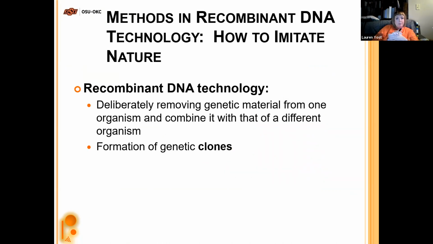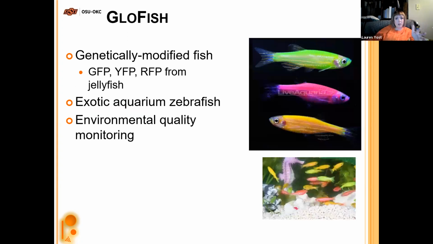Okay, recombinant technology, imitating nature. Using recombinant DNA technology, we take genetic material from one organism and combine it with that of a different organism. It's kind of just what I was telling you guys about. That's forming genetic clones, cloning my insulin gene and putting it into E. coli, right? That's recombinant DNA technology.